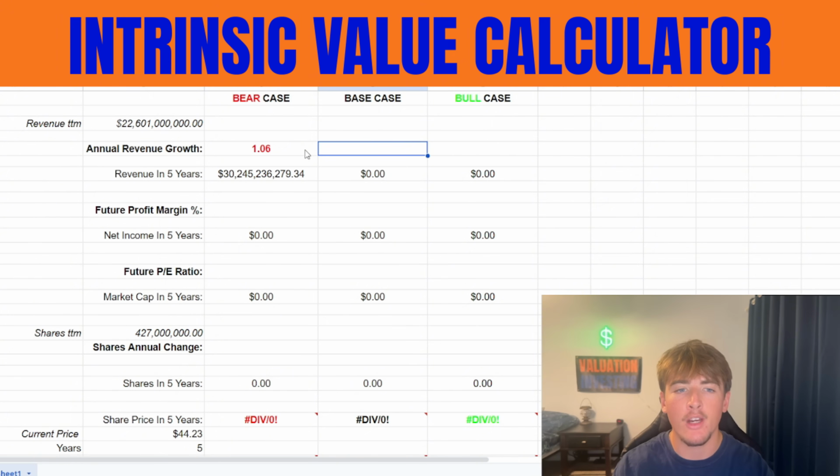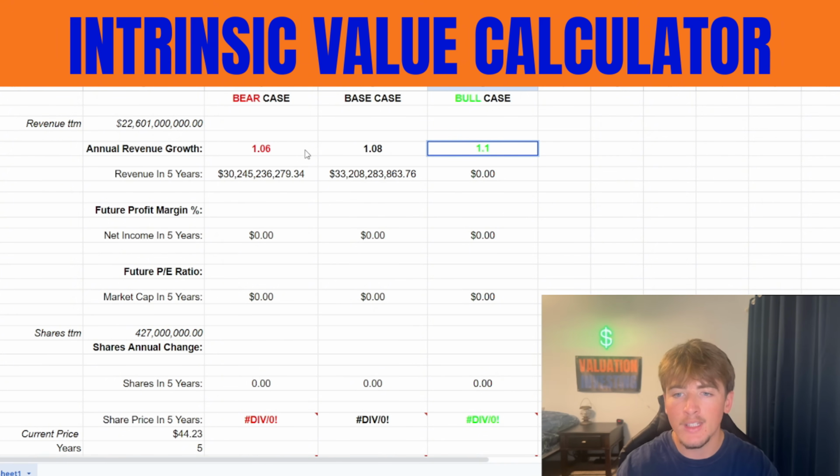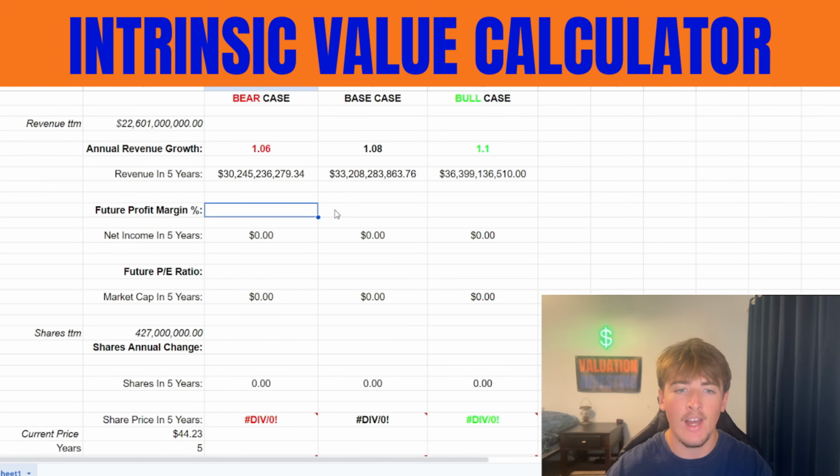I think that's a pretty bearish case for Adobe. And for the base case, I think an 8% growth rate is pretty fair for it because they've been growing at about 9% for the past few years. And for the bull case, I'm going to put a 10% growth rate over the next 5 years. And this is annual revenue growth rate, just to make sure you guys understand that.